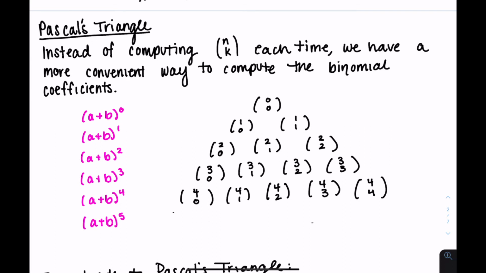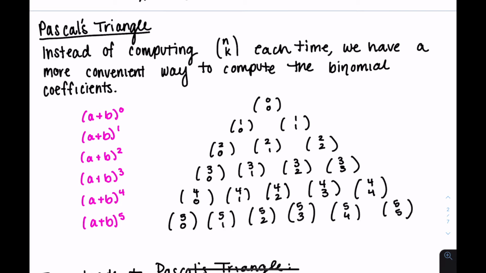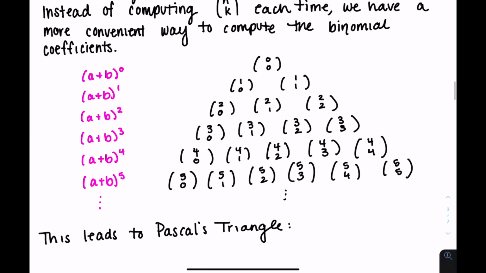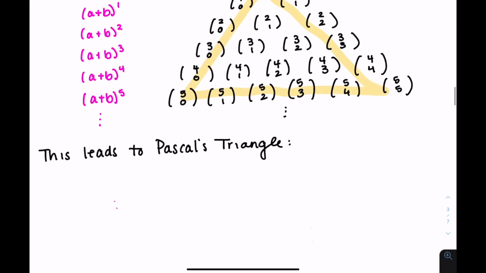And then the last one we're going to do is (a + b)^5. So start at 5 choose 0, and just increase that up to 5 choose 5. And this would keep going on forever. These will be those coefficients that are there. And this, you can see, creates a nice triangular shape that keeps growing. So it's called Pascal's triangle.